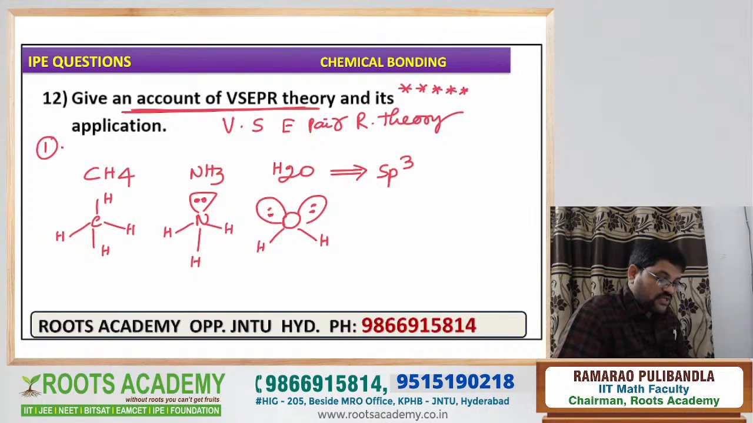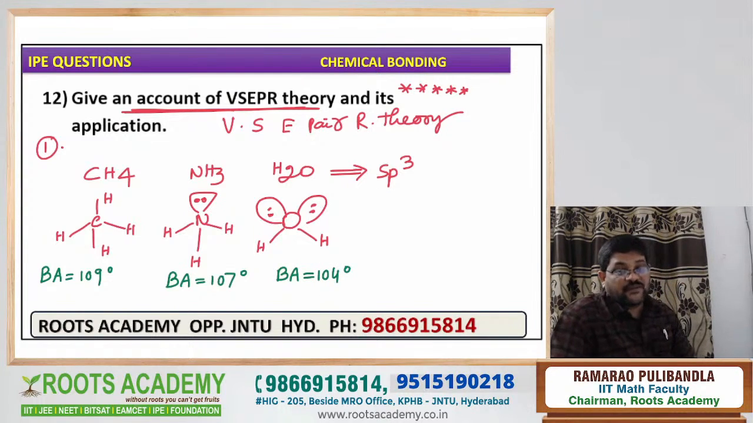That means, what is the important point? On the central atom, as the number of lone pairs changes, the bond angle changes. Here the bond angle is 109 degrees. Here the bond angle is 107 degrees. Here the bond angle is 104 degrees.